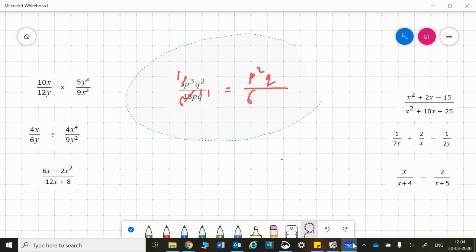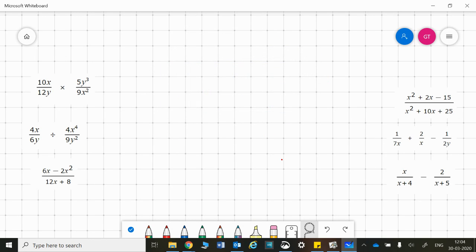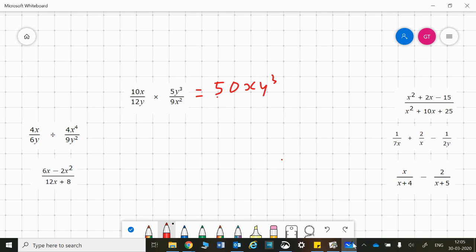Okay, next one. I'm just going to delete this. Okay, next one. So we've got this one here. This one is really similar. You can choose to times these together if you want to start off with. So 10 times 5 is 50. And x times y cubed is xy cubed. And then 12 times 9 is 108. And we've got y x squared. And now you can do it the same as the previous question.